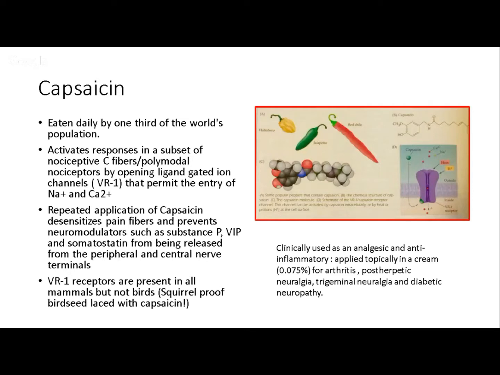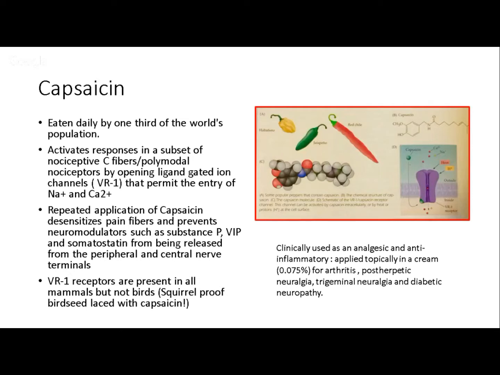Okay, and with repeated application of the capsaicin, what happens is it desensitizes those pain fibers and prevents endogenous neuromodulators such as substance P, which causes pain, VIP or vasoactive inhibitory peptide, which again produces pain, and somatostatin from being released. And that's how it's used clinically for preventing that sensation of pain. Okay, it seems to desensitize those pain fibers.